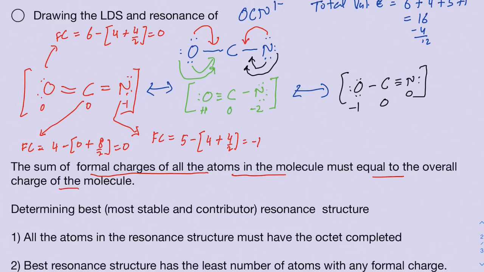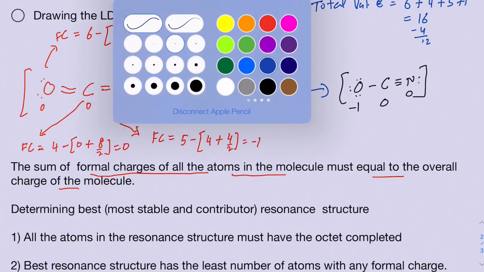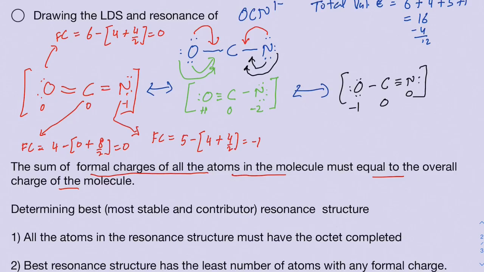Now, the question is, how would you determine the most stable resonance structure? The criteria is like this. The first thing you look for is that the atoms in the resonance structures must have the octet completed. So every single atom should have the octet completed. Obviously, if there isn't a violation in the octet, then it's a different story. For example, if you have a hydrogen involved in the structure, hydrogen doesn't need more than 2 electrons. So those are the things you want to keep in mind.